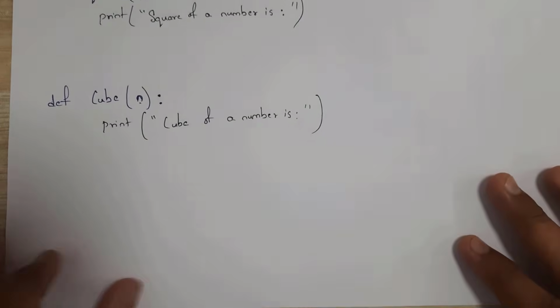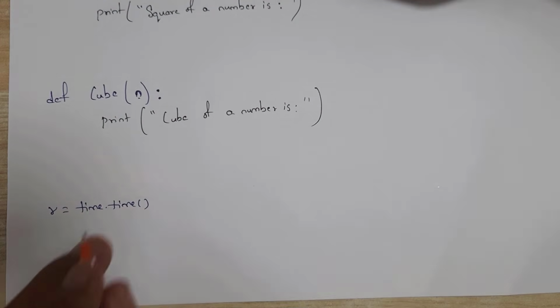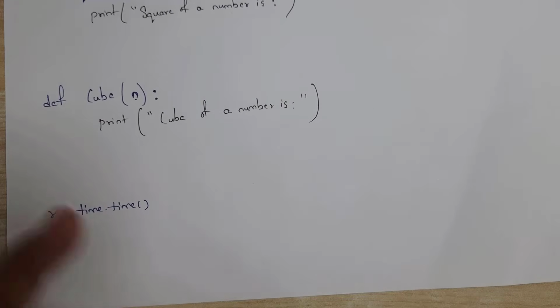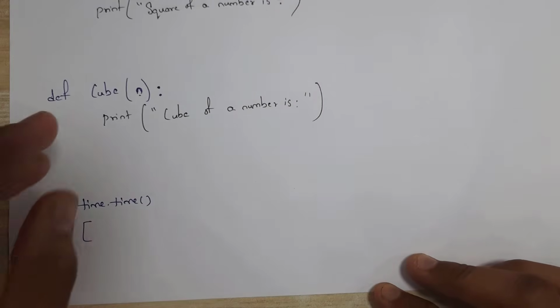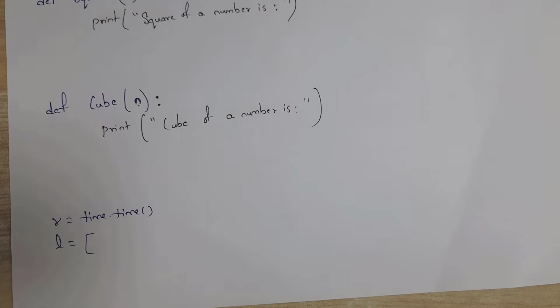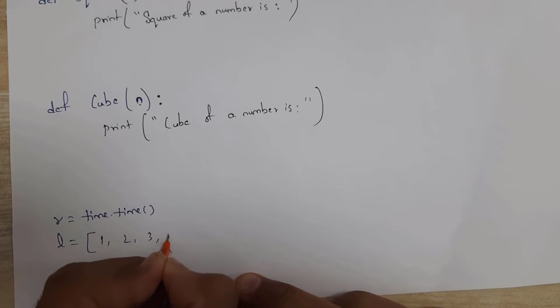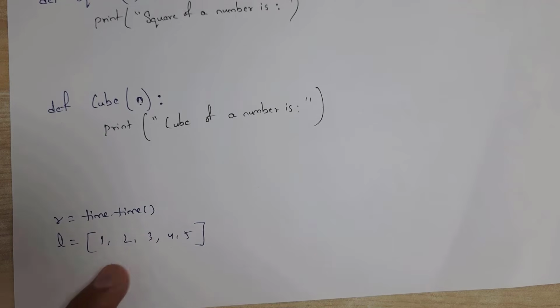Next I am writing here r equal to time.time. By using time.time we can store the present time. For example, if the time before execution is 11, this 11 is stored in variable r. I want to find the square of numbers 1, 2, 3, 4, 5, so I am taking a list. I took the variable name L equal to, and inside the list I am passing 5 values: 1, 2, 3, 4, 5, because I want to find the square and cube of 5 numbers.